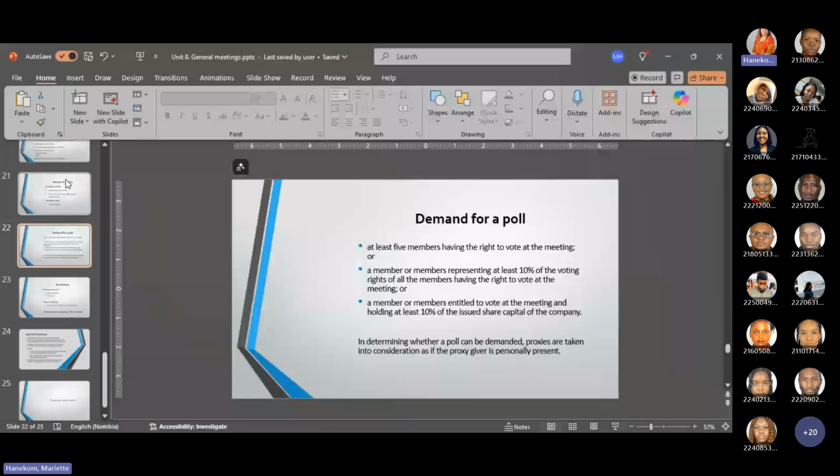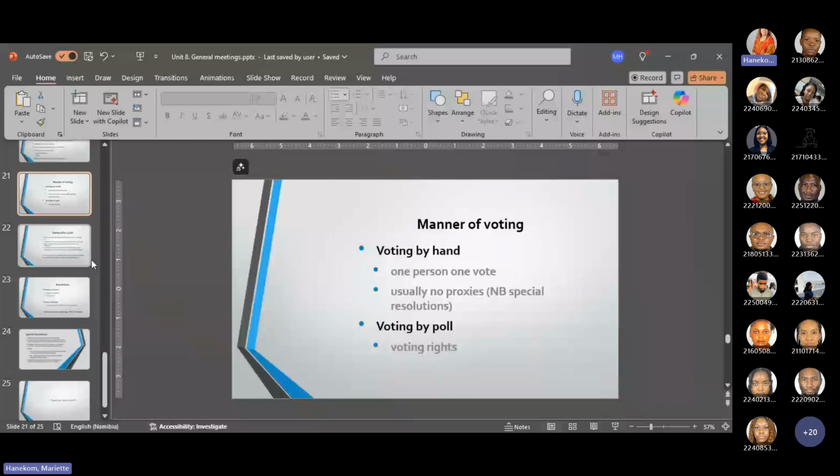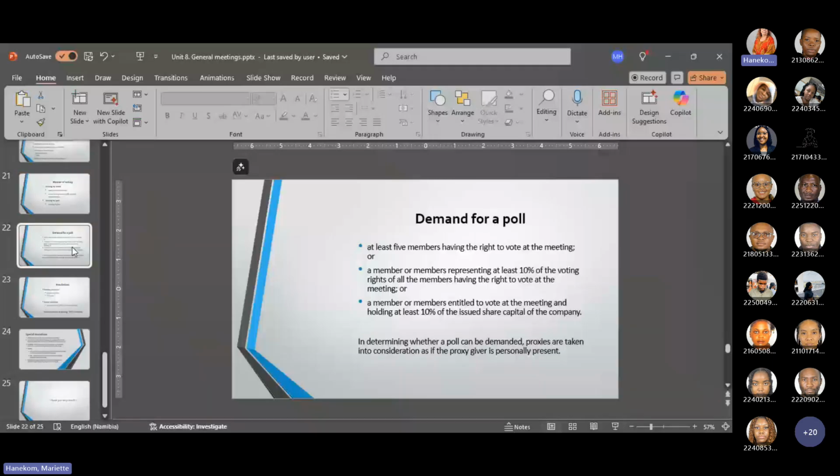Sometimes voting took place by hand and the shareholders are not happy with the outcome. In that case, the Companies Act provides that shareholders may demand a poll. So after voting took place by hand and they're not happy, they may say, no, we don't accept this. We demand that voting takes place by poll so that each of us can exercise our full voting rights.